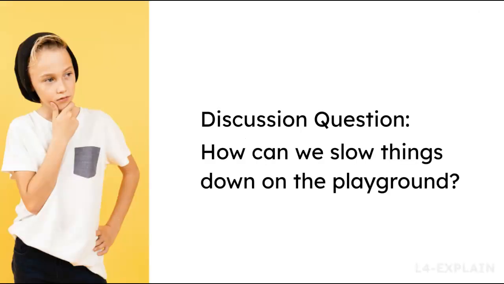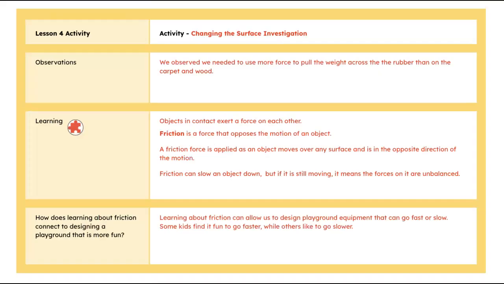For the Explain portion, you'll bring the class together and lead a discussion about students' observations from the investigation. You'll use the provided questions to guide your discussion around the question, how can we slow things down on the playground? The goal of this class discussion is to have students share their observations about friction and their thoughts and ideas about how it affects their playground design. You'll use the discussion to create the Lesson 4 summary chart.